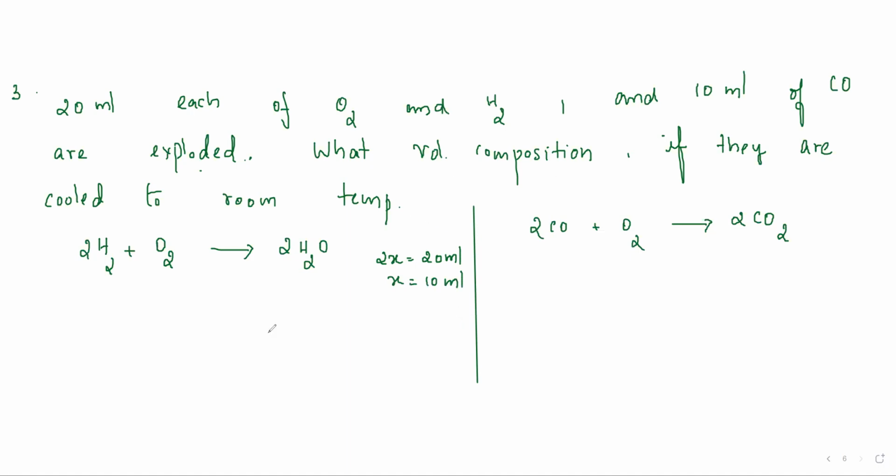What will be the volume composition? All right. So let us see, volume of oxygen consumed: this is 2x, this is x, this is 2x. So volume of oxygen consumed is equal to x, which is equal to 10 ml. How much oxygen was given to you? 20 ml was given, out of which you now finished 10 ml.